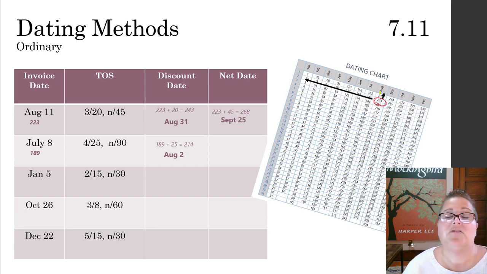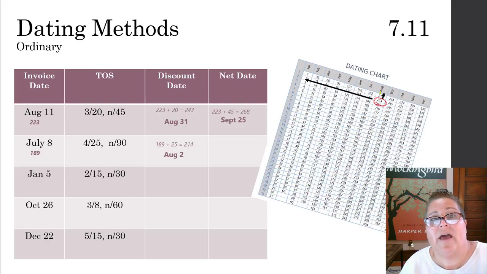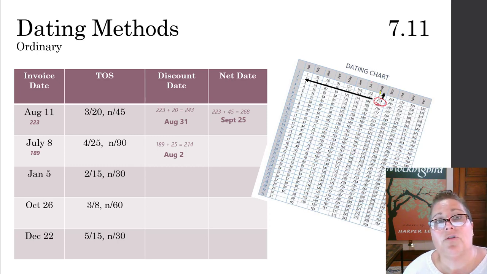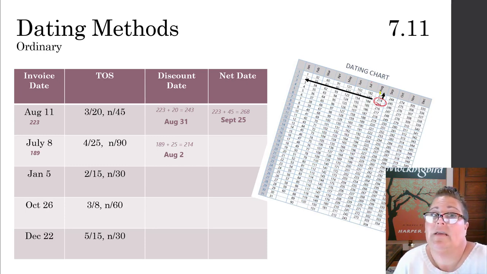Now, just to model how I would do it without the table. Without the table, I would do July 8th plus 25 is July 33rd. July 33rd does not exist. There are 31 days in July. So if I take 2 away from 33, I have 2, and I'm in the next month, which is August. And so I have August 2nd. That's how I do it without the table.